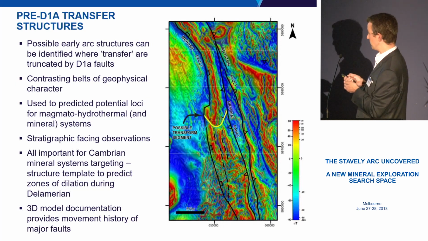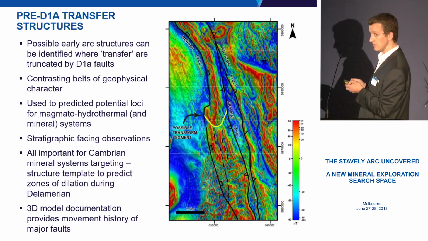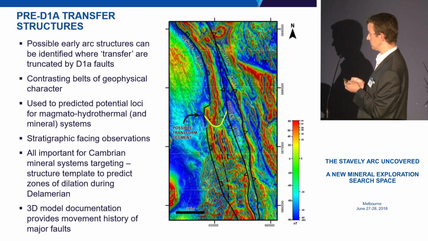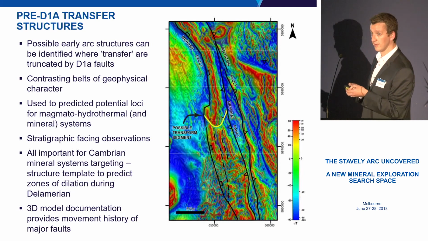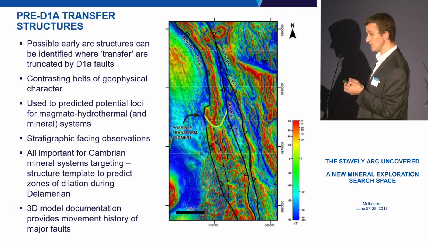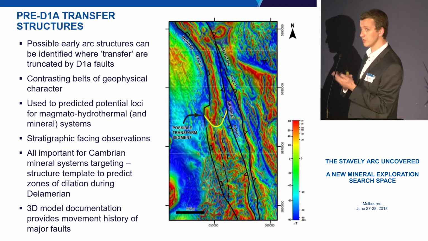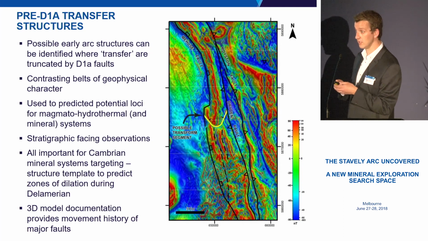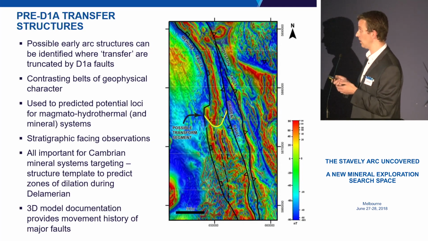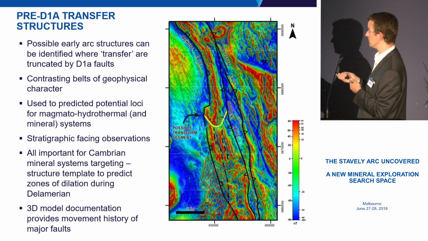So these will be able to predict location zones of dilation during the Delamerian and potentially be used as a targeting tool for mineralisation. The 3D model that Mark just gave a great presentation about has documentation attached with a detailed movement history of all those faults. So you'll be able to step through and turn them on and off and see how they've interacted and what could have been active at the time of arc magmatism.